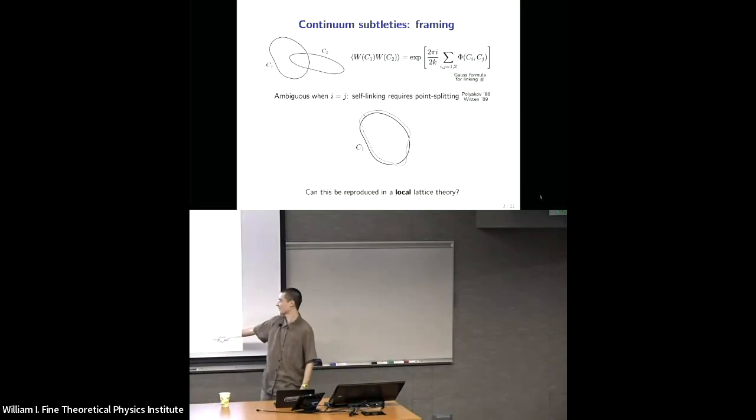Oh, okay, good. So there's a question of whether you can reproduce this, right? In a lattice theory where it seems like you don't have a continuous... Yeah, okay, perfect. So we'll see exactly how this comes about. One might be wondering, how can this be reproduced on the lattice? Whether it can be reproduced, and the answer is yes.